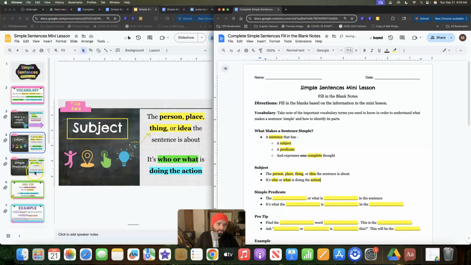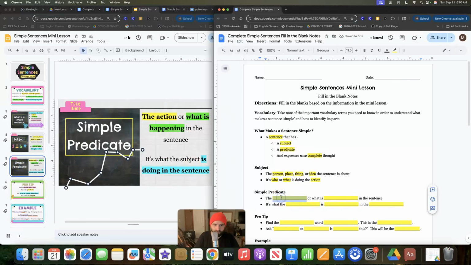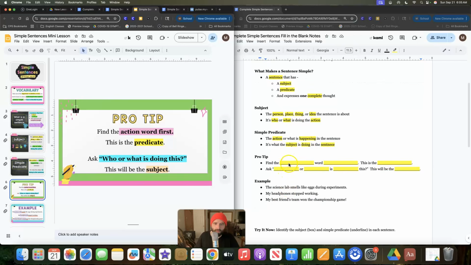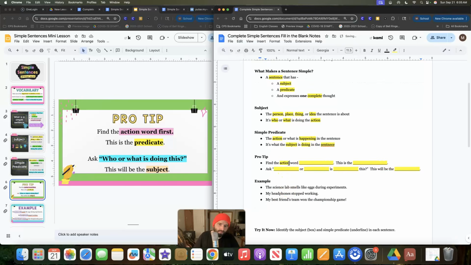All right. Now, a simple predicate, this is the action or what is happening in the sentence. It's what the subject is doing in the sentence. Now, the pro tip is a similar pro tip to last time because it's the same idea. But we want to find the action word first. Now, some of you, I noticed with your practices last week, were actually finding the subject first. And if that works for you, feel free.